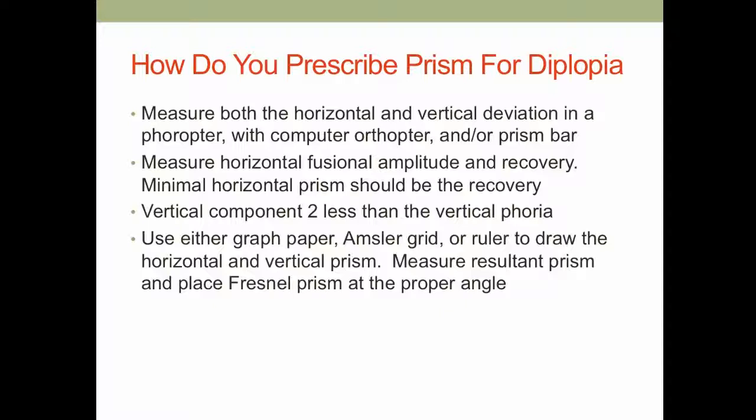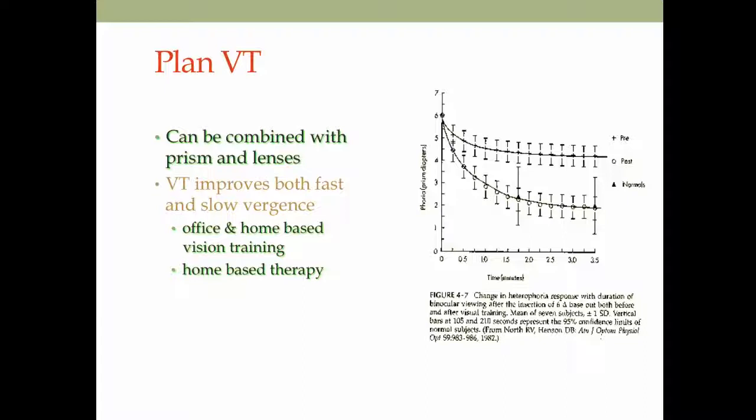You need to measure both the horizontal and vertical deviation in a phoropter with a sensory method or with a prism method. Use the minimal amount of prism that will eliminate deviation. Vertical component 2 less than that. Vision therapy does not exclude the use of prism. I use prism all the time in my patients. Patients who have binocular problems need to be relieved in the real world. A lot of times our goal in vision therapy is to eliminate the prismatic correction.